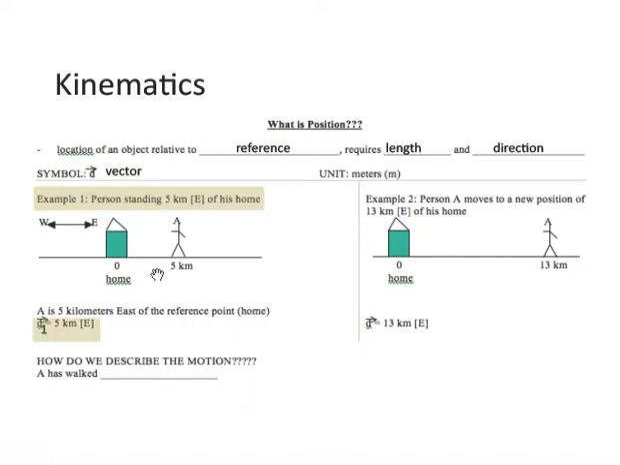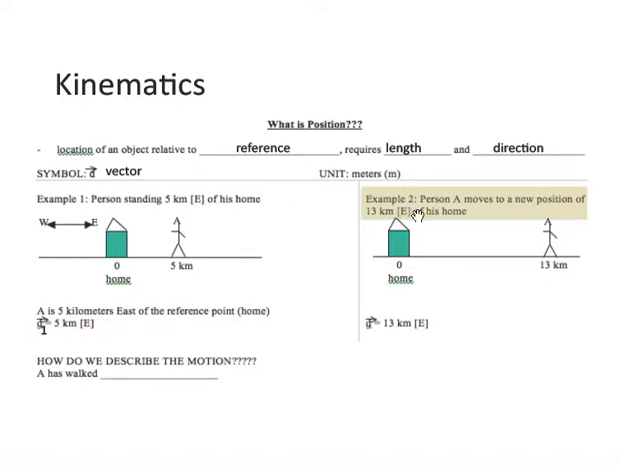Now, specifically for this example, if we want to state that someone's position is their initial position, then we would use a subscript 1 in physics. Sometimes in some textbooks you'll also see an i subscript. So for this person standing 5 kilometers east of their home, we would say their initial position is 5 kilometers east. That's how we write it.